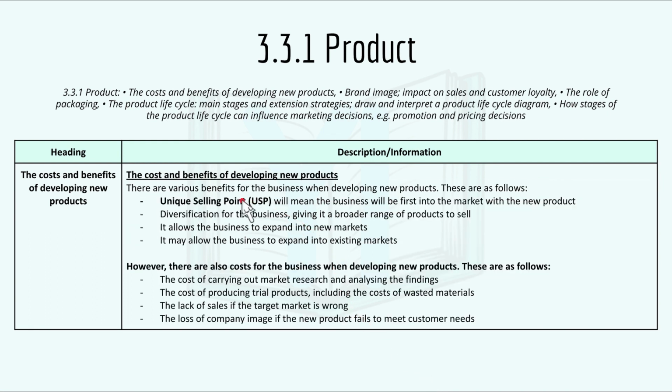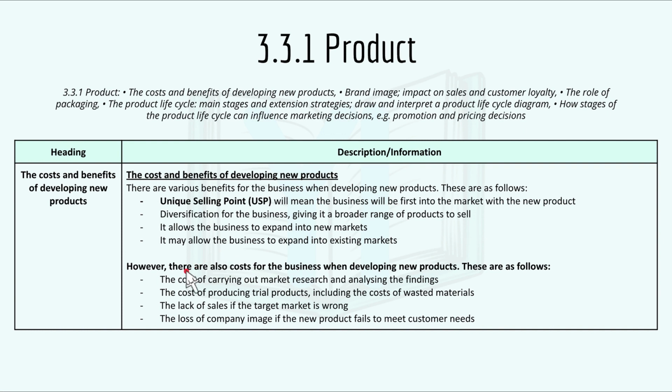Then we have the costs and benefits of developing new products. And there are various benefits for the business when developing a new product, and these are as follows. A USP, or the unique selling point, will mean that the business will be first into the market with a new product. Diversification for the business, giving a broader range of products to sell. It allows the business to expand into new markets, and it may allow the business to expand into existing markets by having new products or with better technology.